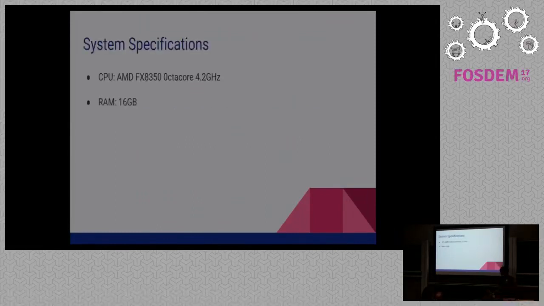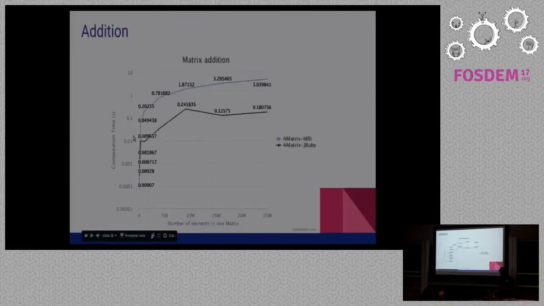These are the system specifications. I had an octa-core CPU and 16 GB RAM. Next, in this graph, you can see the number of elements in a matrix. For example, 5,000 by 5,000 means we have 25 million elements in a matrix. And on the y-axis, you can see the computation time. So the lesser the computation time, the better the speed. This is a logarithmic scale.